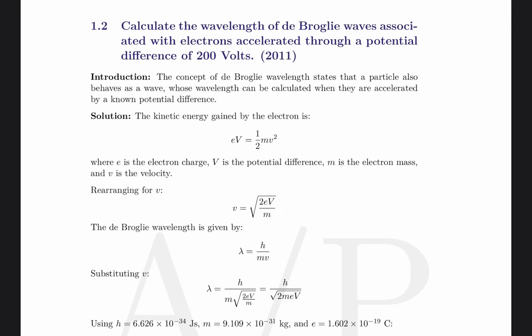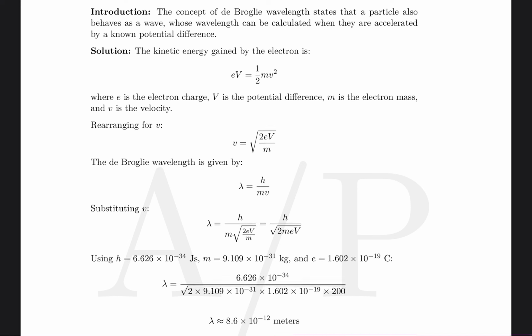So this gives the examiner a clear idea that we are aware of what we are going to do in the solution part of this question, and we are also aware of the concept of de Broglie waves.